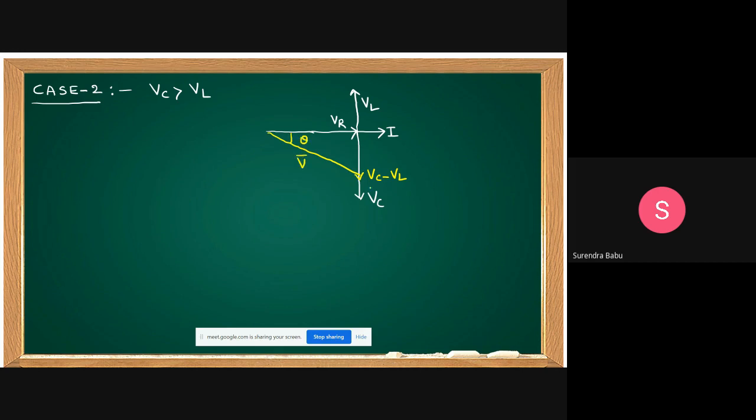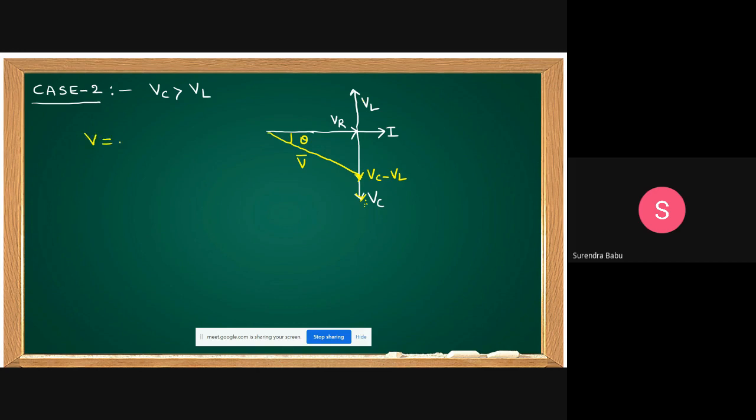Clear, friends? Now this is the V now. This is the VC minus VL. This is VC and this is VL. The difference between these two is less than VC, because difference means this magnitude is reduced. Now this is the point.